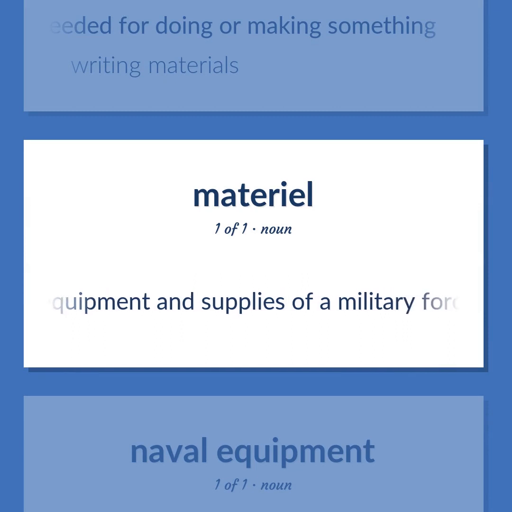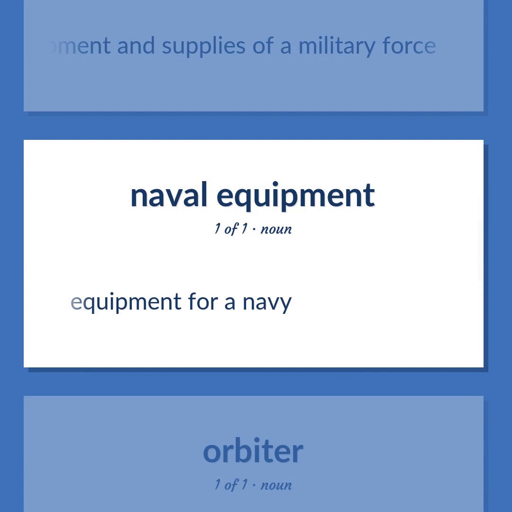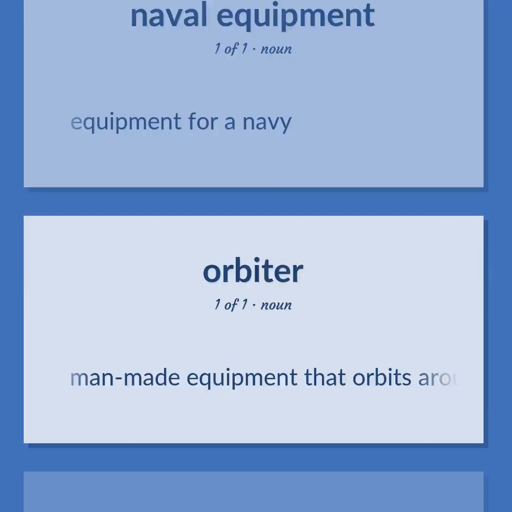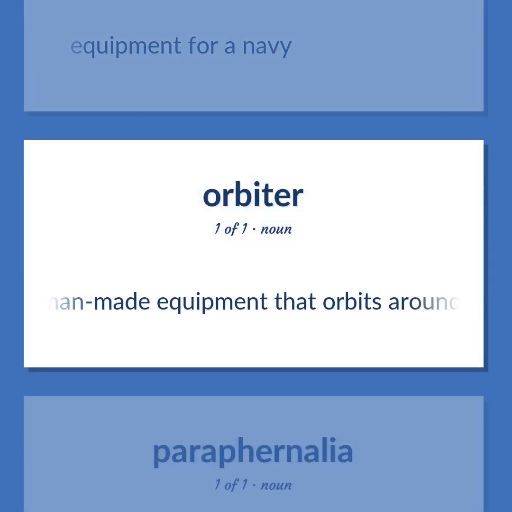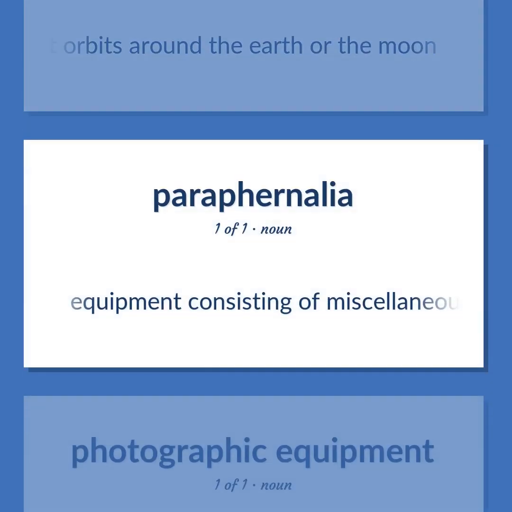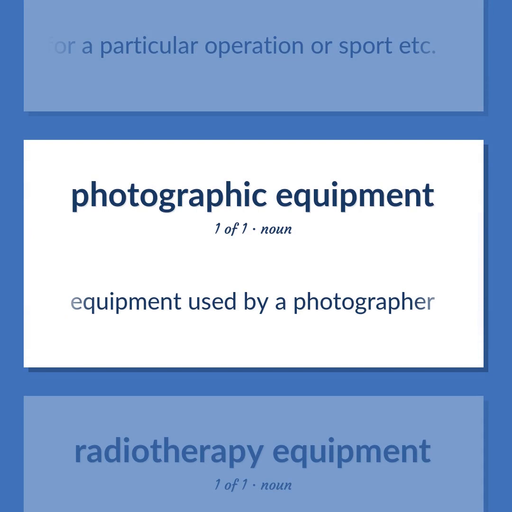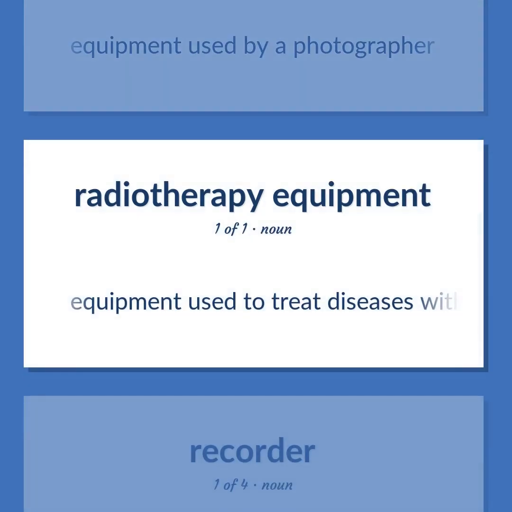Equipment and supplies of a military force. Equipment for a navy. Man-made equipment that orbits around the Earth or the Moon. Equipment consisting of miscellaneous articles needed for a particular operation or sport, etc. Equipment used by a photographer. Equipment used to treat diseases with X-rays or radioactivity.